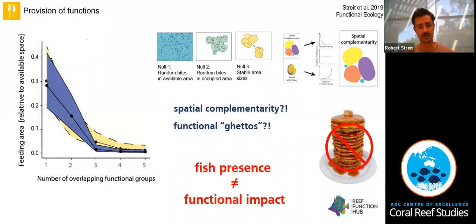So what we think might be behind this is that external factors compress feeding into these small 14% areas, and then the location is just random, but the compression is the problem. And we have first indications that things like sediment and turf algae might be compressing that functional impact of fishes into smaller and smaller spaces.